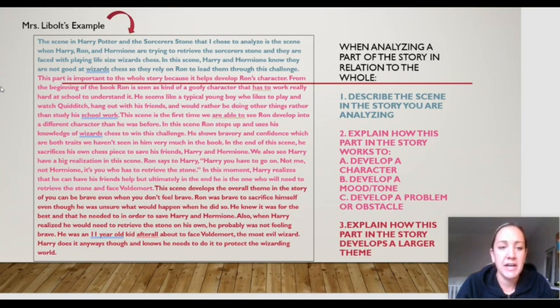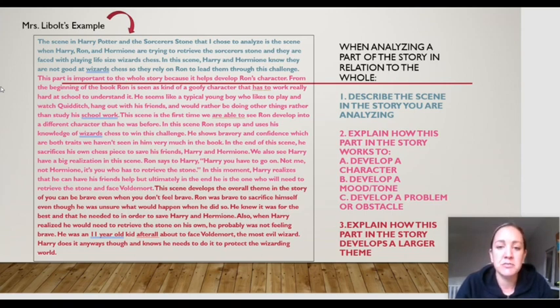We also see Harry have a big realization in this scene. Ron says to Harry, "Harry, you have to go on. Not me, not Hermione. It's you who has to retrieve the stone." In this moment, Harry realizes that he can have his friends help, but ultimately, in the end, he is the one who will need to retrieve the stone and face Voldemort.